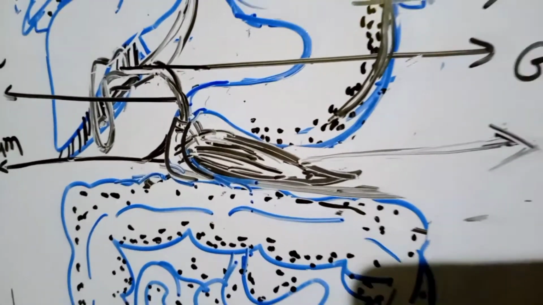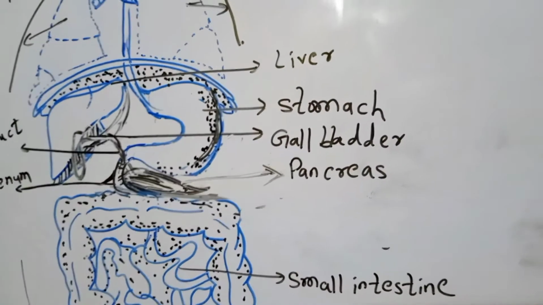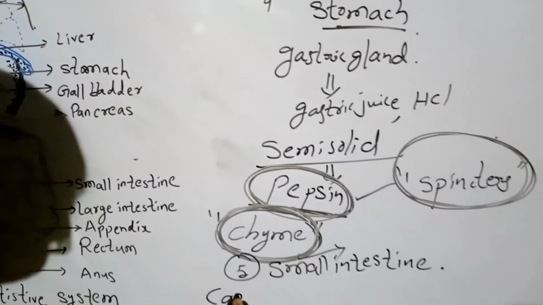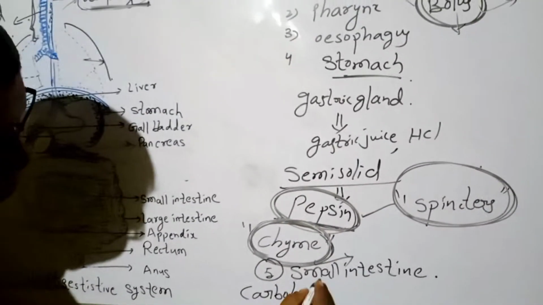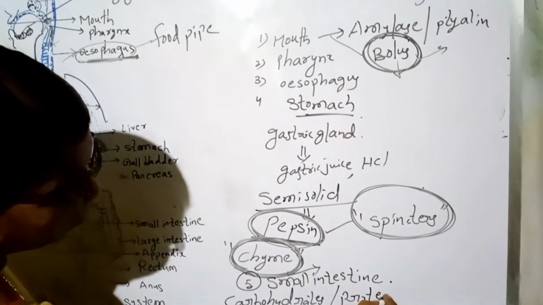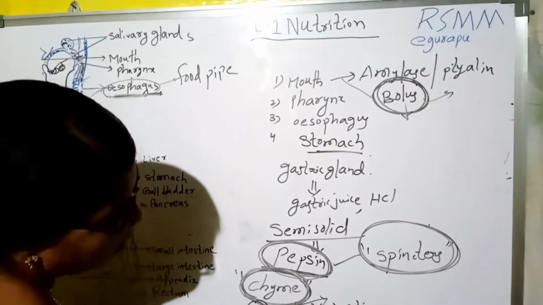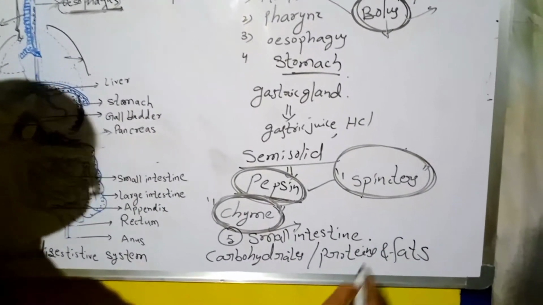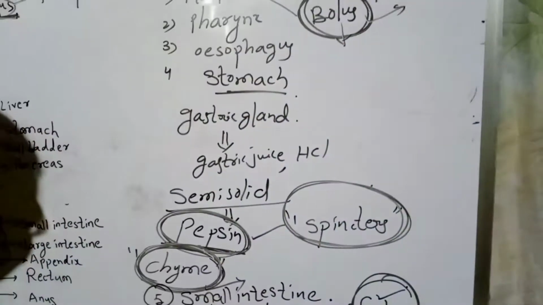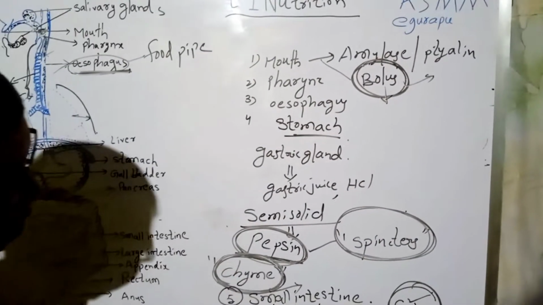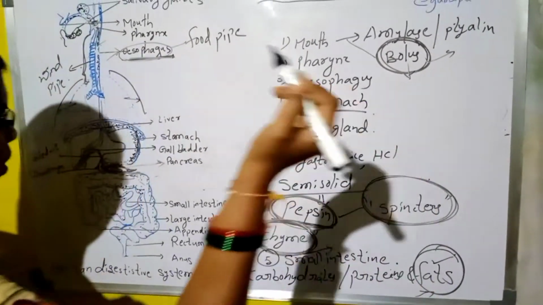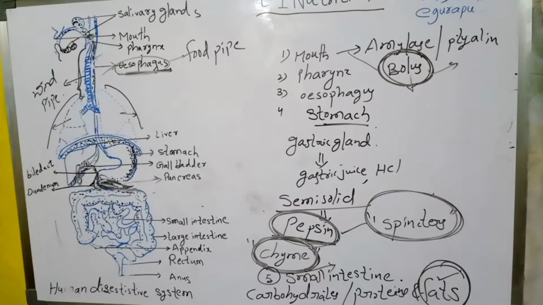It is the site for further digestion of carbohydrates, proteins and fats. Here one new material came, fat. Here carbohydrates are broken down, here proteins are broken down, and here fats. The remaining carbohydrates, proteins and fats are going to be broken down here.